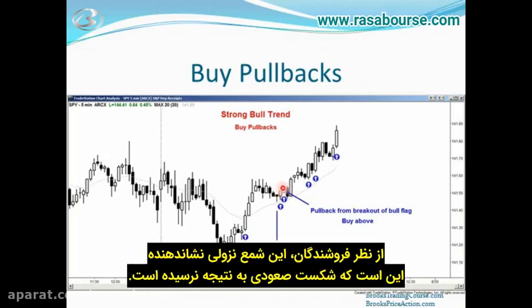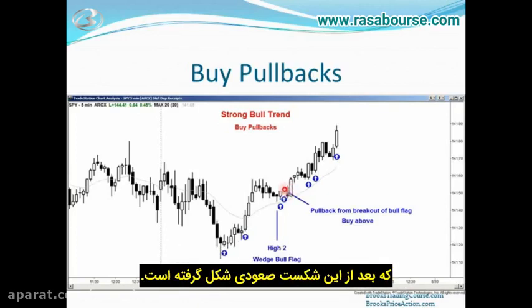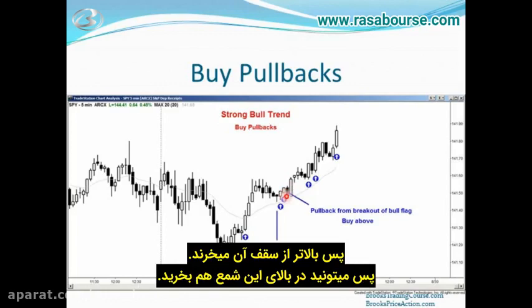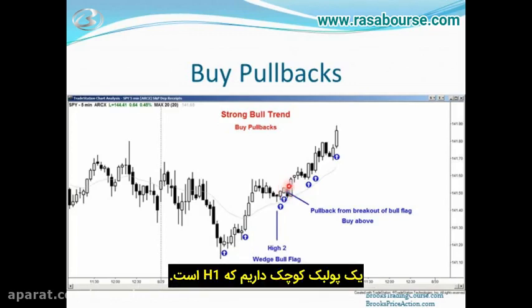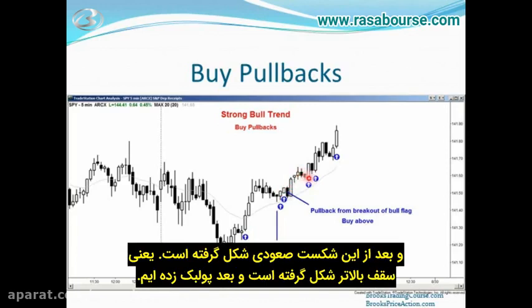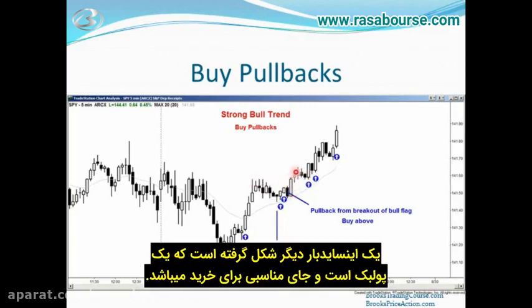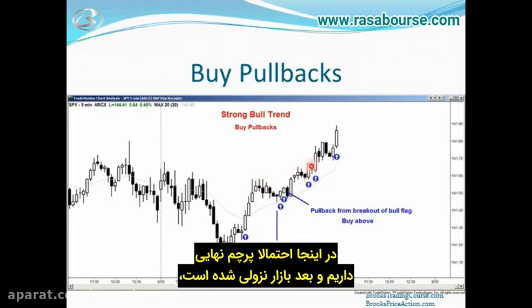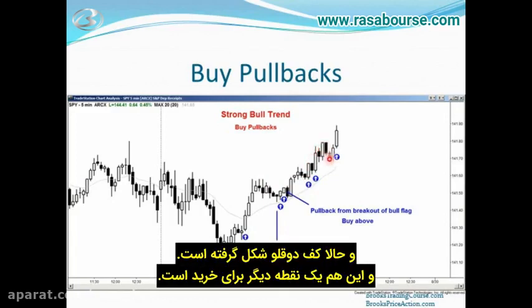For the bears, they saw this bear bar as a failed bull breakout. The bulls saw it as simply a pullback from this bull breakout. As a pullback from the breakout, it's a buy above its high, so you could buy again above here. Small pullback, high 1, pullback from this breakout, we broke to a new high, that's a buy. Buy here, another inside bar, another pullback, that's a buy. A possible final flag reversal, it failed, and so now we have a double bottom, that's another buy.